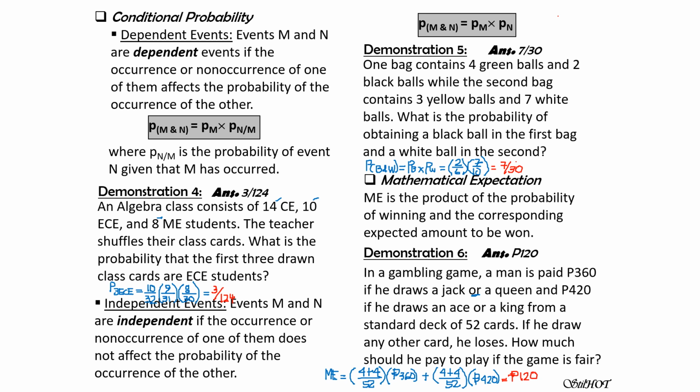So we proceed to the next. Next, let's have probability in repeated trials. This is also known as the binomial probability. So the formula is based on binomial expansion in algebra.